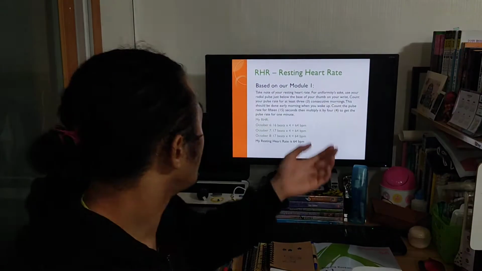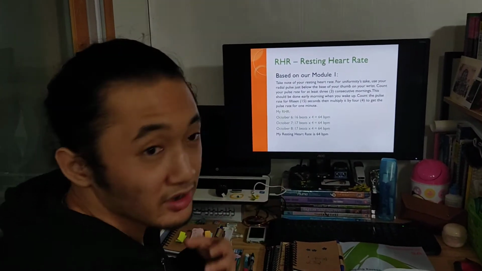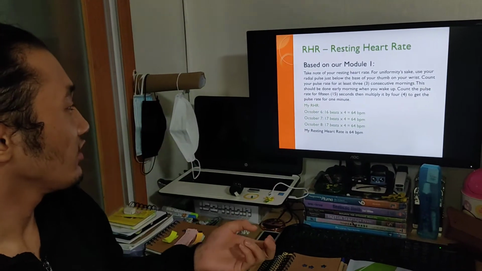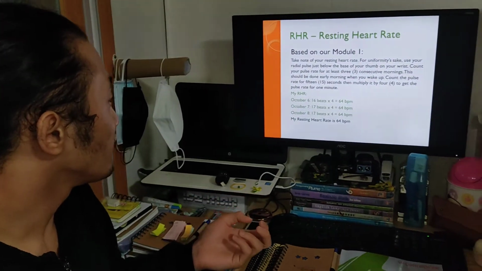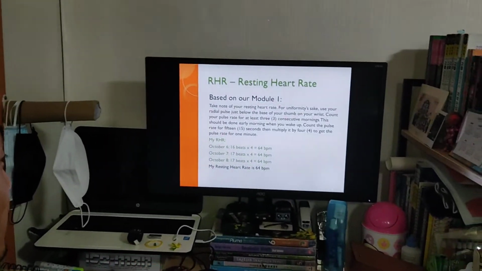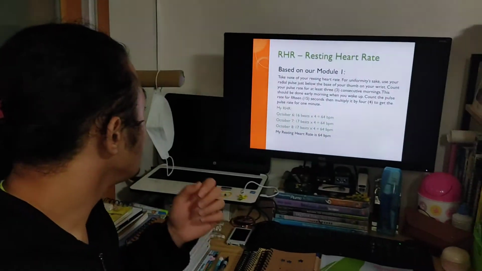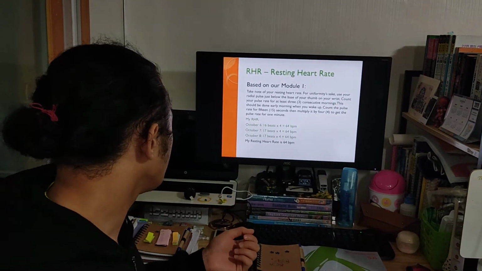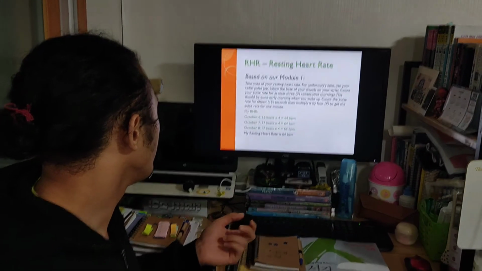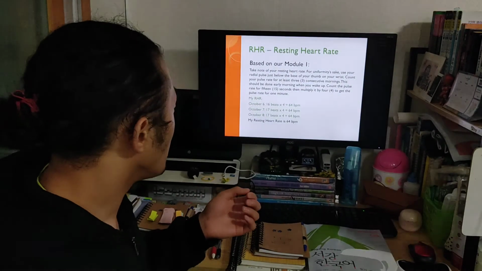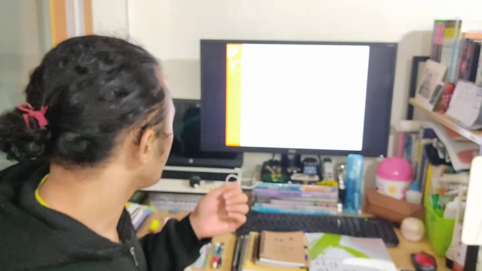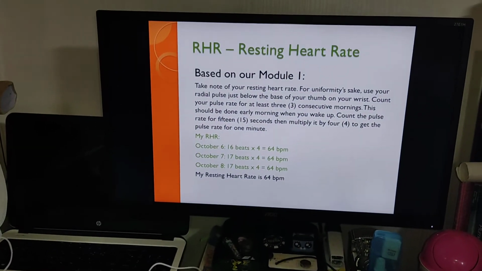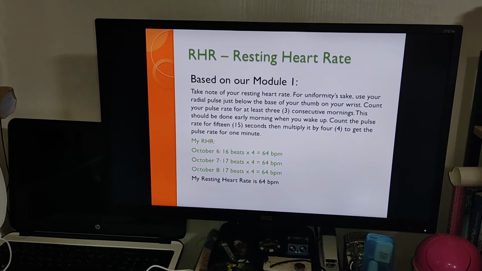For the RHR, or resting heart rate, based on our module 1, take note of your resting heart rate. For uniformity's sake, use your radial pulse just below the base of your thumb on your wrist. Count your pulse rate for at least 3 consecutive mornings, early in the morning when you wake up. Count the pulse rate for 15 seconds, then multiply it by 4 to get the pulse rate for 1 minute. So my RHR from October 6 to October 8 was 16, 16, 17 beats. So my resting heart rate is approximately 64 beats per minute.